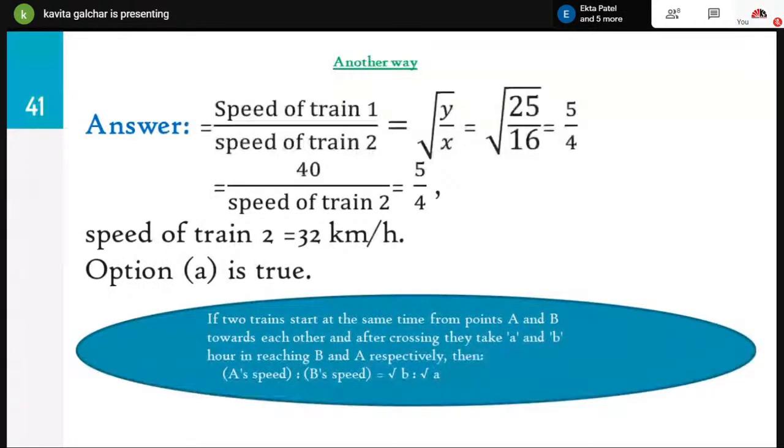There is also a shortcut form, but for that you need to know the formula that we have discussed before. If two trains start at the same time from points A and B towards each other, and after crossing, they take a and b hours in reaching B and A respectively, then the ratio of speeds would be the ratio of under root of b to the under root of a. Here in the question, the speed of train A is given, and I need to calculate the speed of the second train. The time for both the trains is given, that is 25 upon 16. By calculating this, you will get 5 upon 4. So the speed of the train is 32 kilometer per hour. By using this formula, you will get the answer very quickly, which is what is required in competitive exams, as it is also dependent on time.